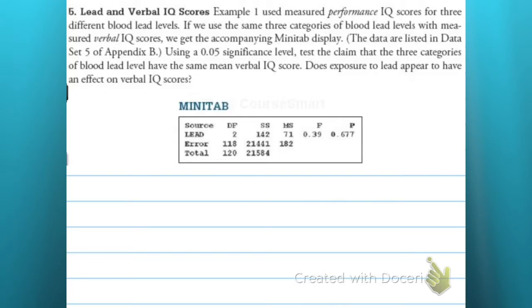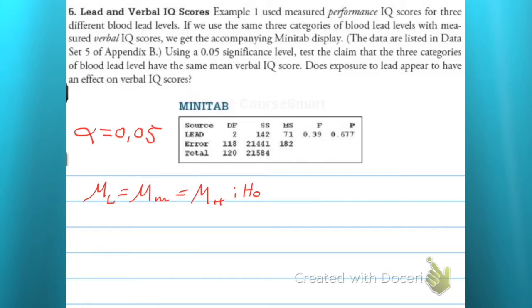Use alpha. You need that part. So then alpha is 0.05. Okay, good. Test the claim that the 3 categories of blood lead levels were the same. So we're looking at mu low lead is going to be equal to mu medium lead, which is equal to mu high lead, and this was our null hypothesis. And the alternative to them all being equal is at least one is different.